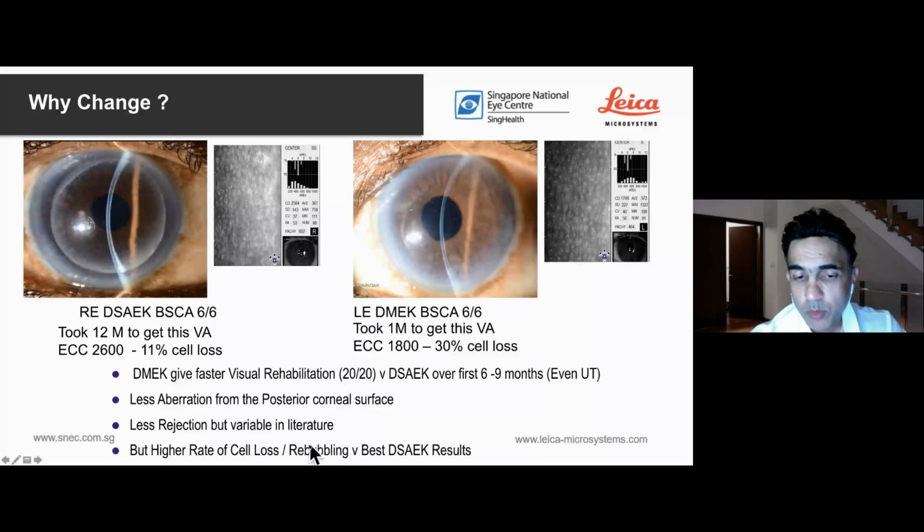Certainly your rebubbling will be high. We use SF6 gas, 20% on all our DMEK cases, and even with that, our rebubbling rates are higher than I get with basically standard DSAEK. Not by much, there is a learning curve, and we'll talk a little bit about some of the advantages there.